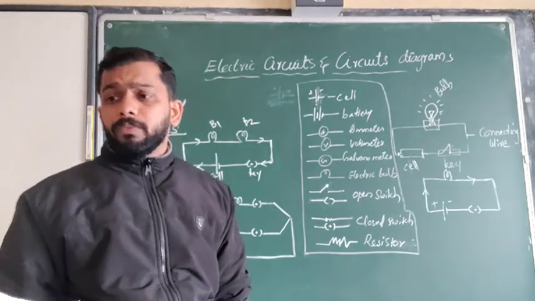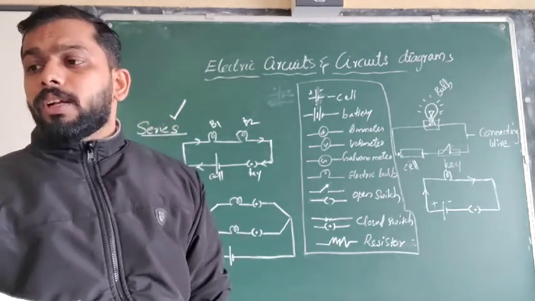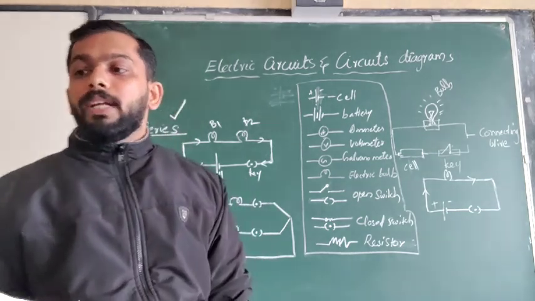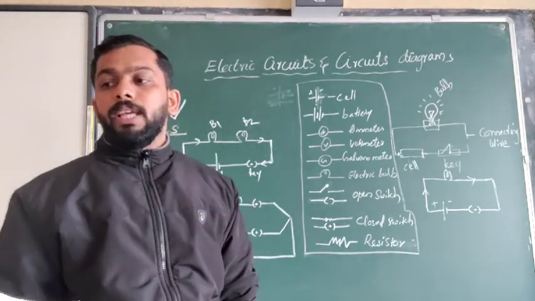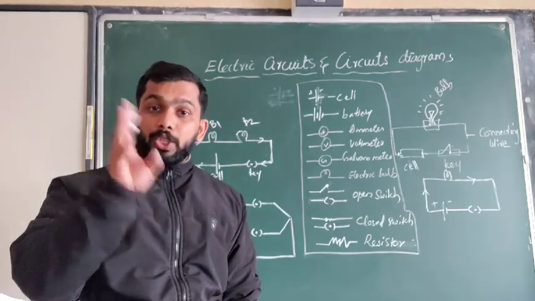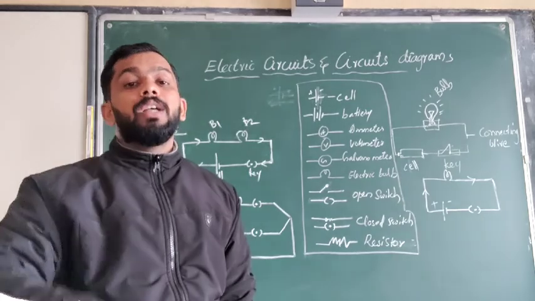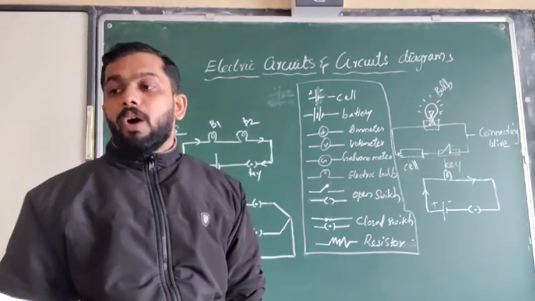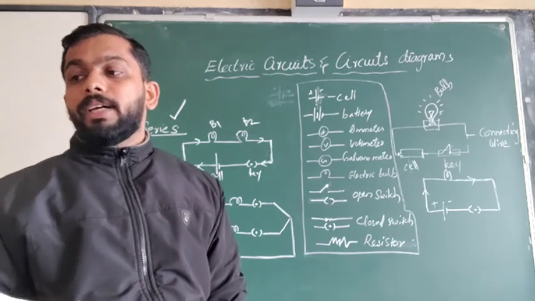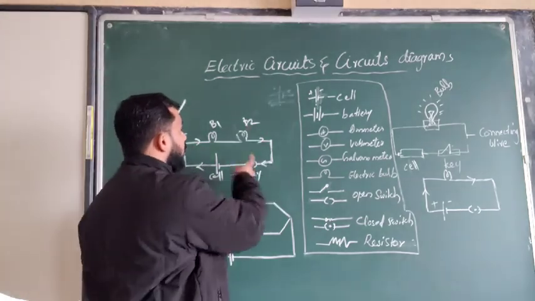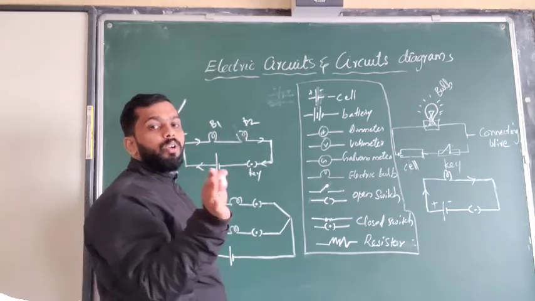Then what are the conclusions from this activity? First one, all the devices work simultaneously when the switch is closed, and all the devices will also stop together when the switch is open. Then, if any of the devices is out of order, all the others also will stop working. That means if one bulb is fused, the other bulb is also not going to work.